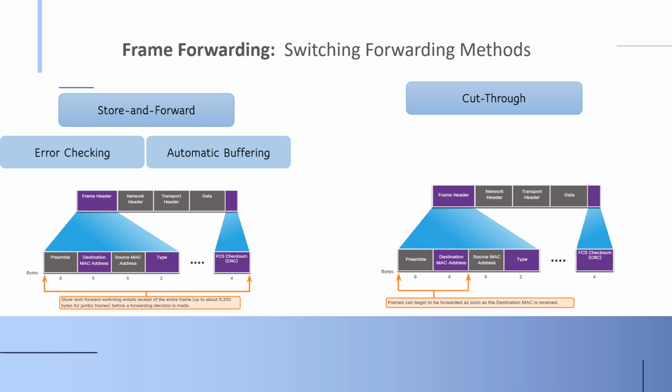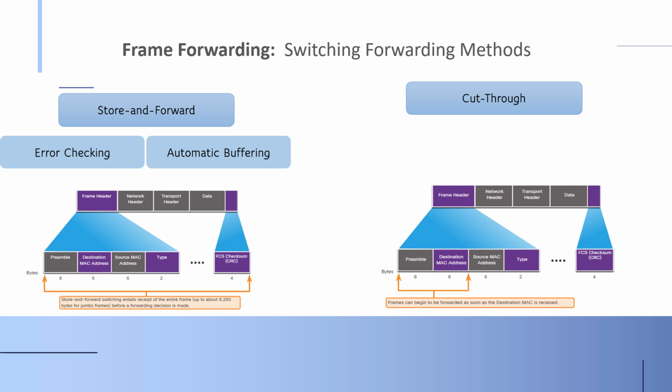Fragment-free switching is a modified form of cut-through switching in which the switch only starts forwarding the frame after a minimum portion has been checked. Fragment-free switching provides better error checking than cut-through, with no increase in latency. The lower latency of cut-through switching makes it more appropriate for extremely demanding high-performance computing applications that require process latencies of 10 microseconds or less.